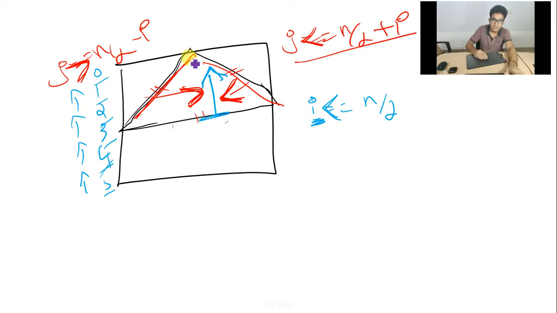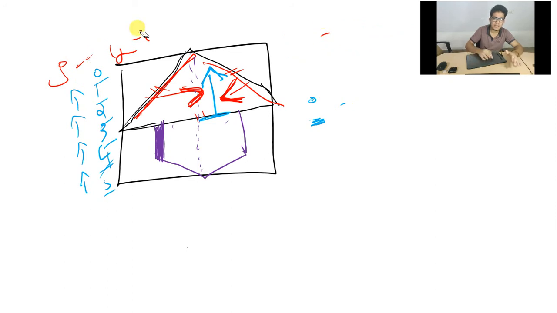Because this is n by 2. This is j equal to n by 2, this is a column, the middle column. But what is this line? How do I draw this line? If I want to draw this line here, is this a row or a column? This is a column. Column means it is the j variable.